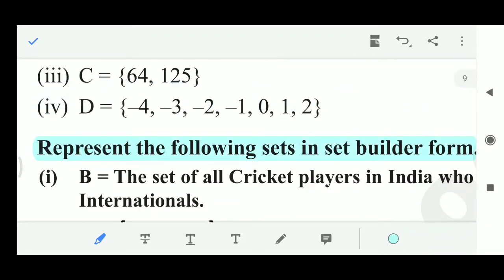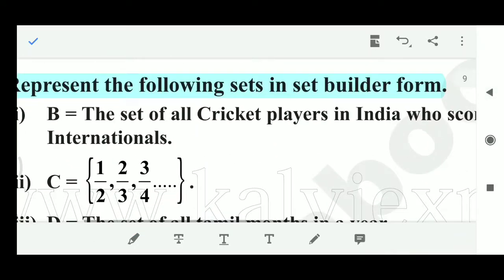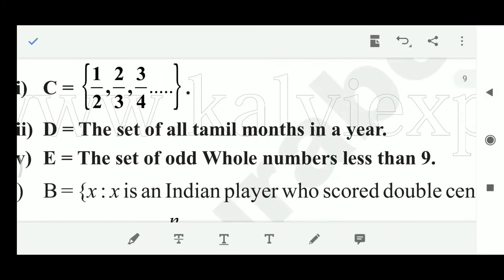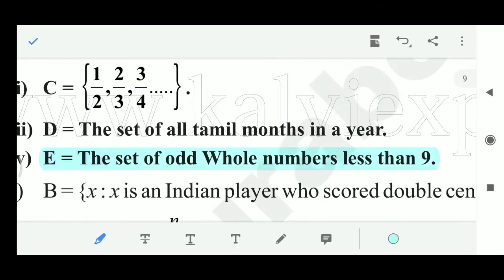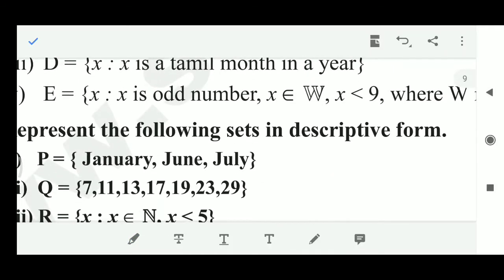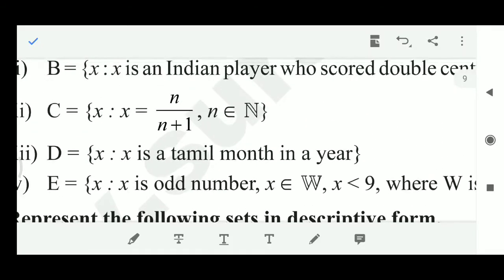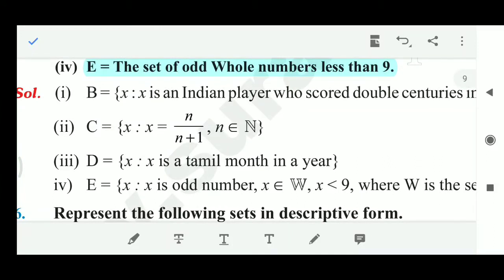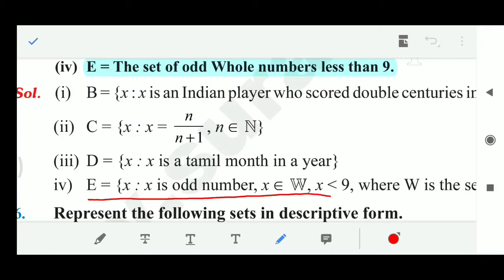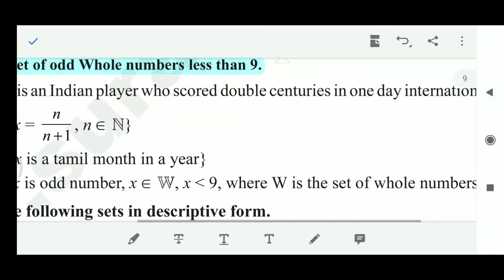The next sum is to represent the following set in set builder form. Here the question is given in descriptive form. I am going to take the fourth sum. E is equal to the set of odd whole numbers less than 9. I am going to write this in set builder form. E is equal to x such that x is an odd number, where x belongs to W and x is less than 9. This is the set builder form, where W is the set of whole numbers.